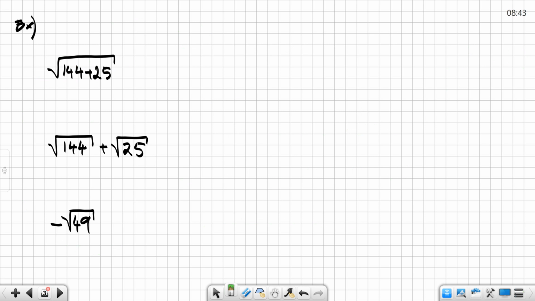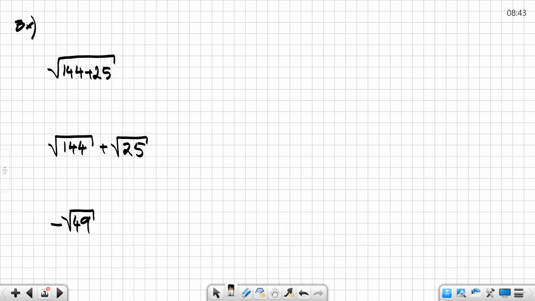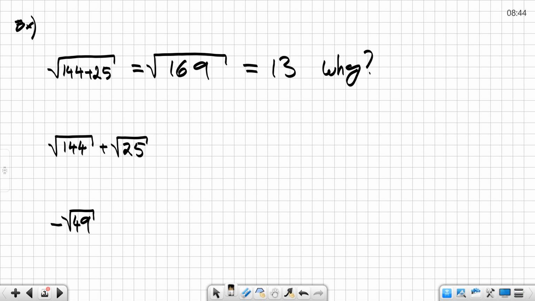Let's have a look at some more examples. The next 2 examples are going to demonstrate something very important for us. So, the square root of 144 plus 25. What is 144 plus 25? That's 169. All right. And the square root of 169, that is 13. And why is that so? Well, because 13 squared is equal to 169. Let's have a look at the next one right here.